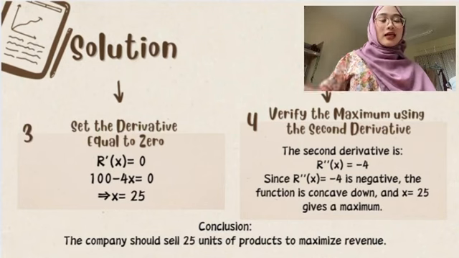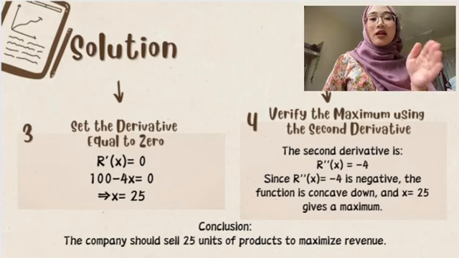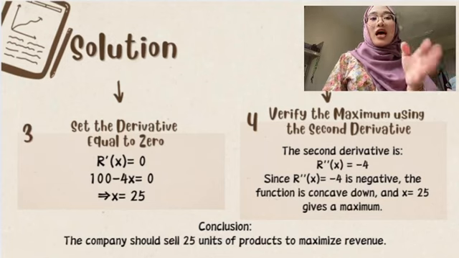So basically on the second step, we found the derivative, right? The derivative that we found earlier is 100 minus 4x. So it will be 100 minus 4x equal to 0. And to find x, we will rearrange it and we get x as 25.